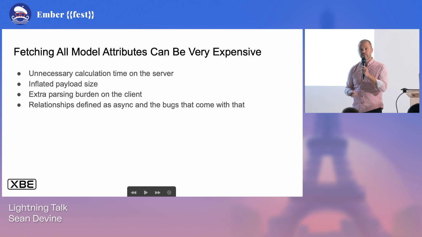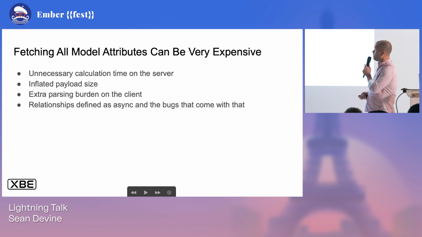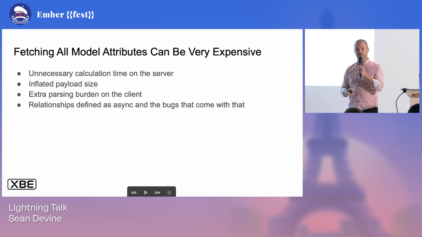Second problem, inflated payload size. Now, this is another one. Maybe that didn't seem like a big deal when you didn't have too many models, but all of a sudden you see a response come down and it's got 400K of data, and that request is being made again and again and again. And that can matter both for the network time and what happens on the client. So the third problem with fetching all of the model attributes when you don't need them is you have to parse them. And while our current client machines are pretty fast, the extra parsing burden on the client can add up, take time, and we don't want that.